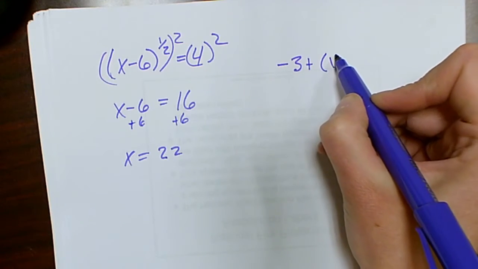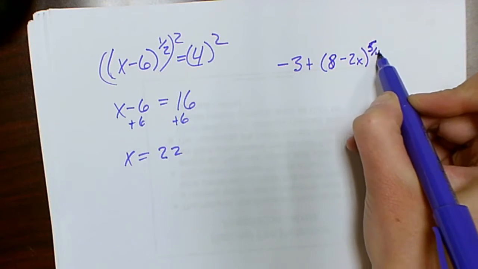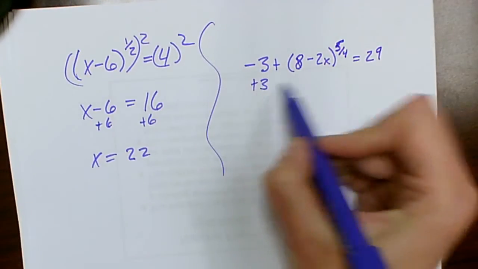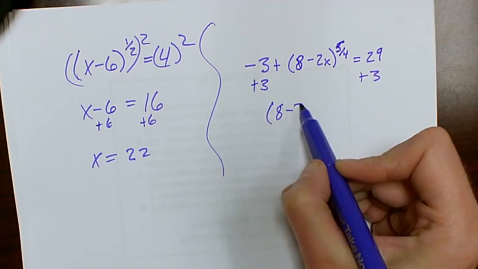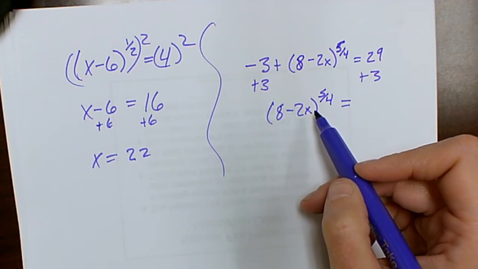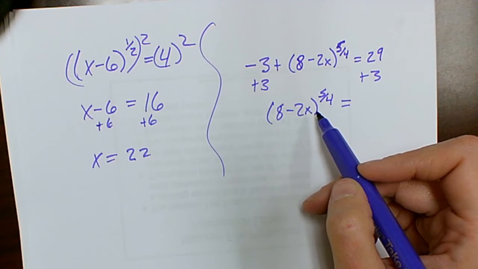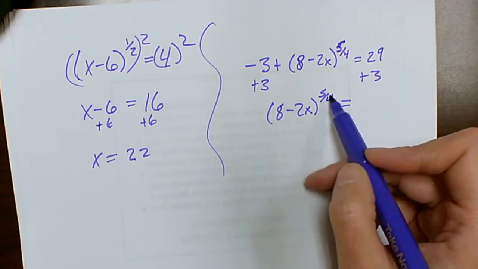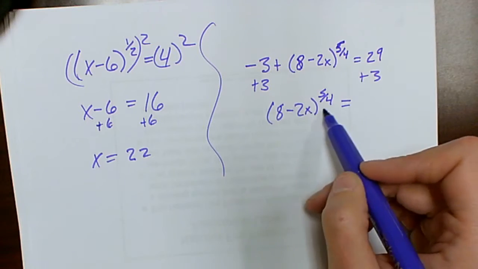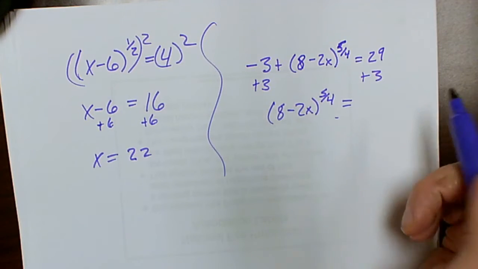-3 plus (8 minus 2x) to the 5/4 equals 29. Now here we are not isolated, so we are going to add 3 over so that our power is isolated. So anytime you have weird, I will call these weird equations, whether you have squares or radicals, absolute value, your rational exponents, you're going to isolate them on one side so that you can use a power rule or whatever rule you need to work the problem.